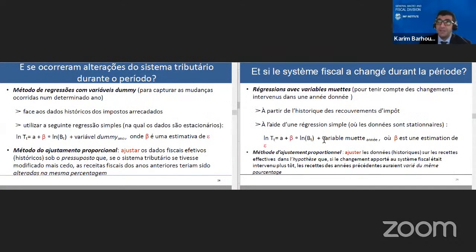Otherwise, there is another method, which is what we call the proportional adjustment approach. What we do here is adjust the actual or historical tax data on the assumption that if the tax change had occurred earlier, previous years' revenue would also have changed by the same percentage. Any question?